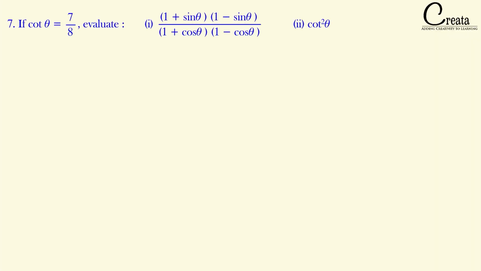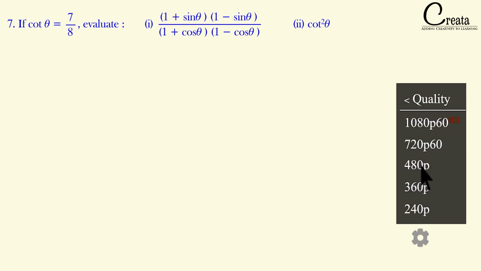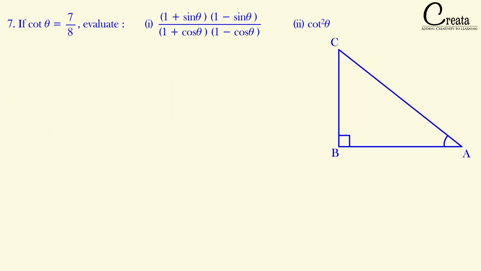Question number 7 is, if cot theta is equal to 7 by 8, evaluate. Two parts are given. Let's check one by one. Firstly, let's check a triangle ABC which is right angled at angle B. Here angle A for this triangle is angle theta, and angle theta is a trigonometric angle for this question.